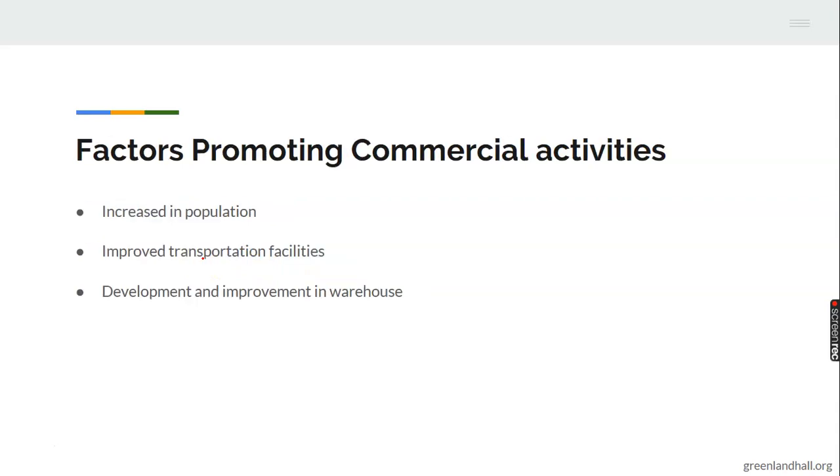What are the factors promoting commercial activities? The various factors that have encouraged commercial activities include the following. 1. Increased population. So the volume of large population that we have nowadays contributed to the commercial activity that eventually developed.